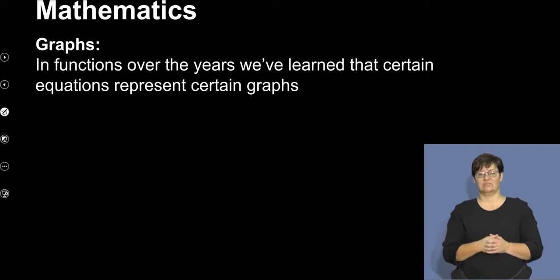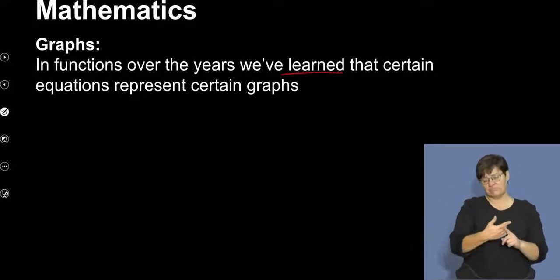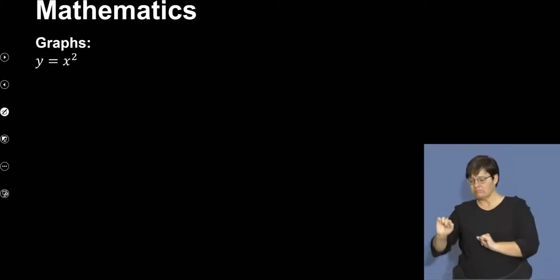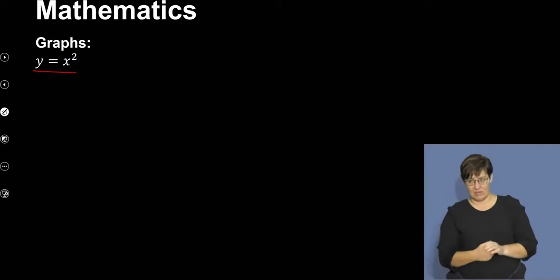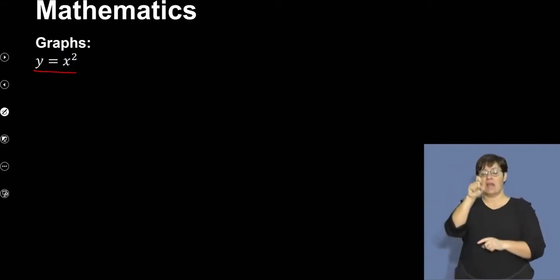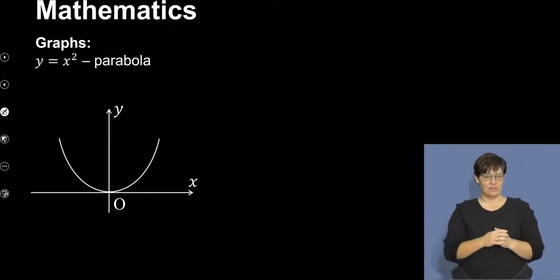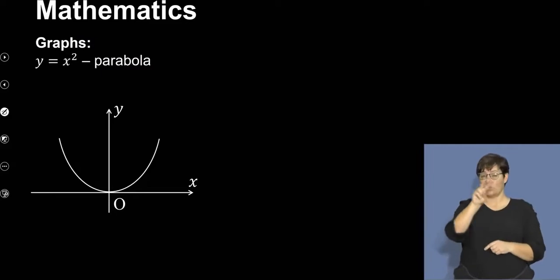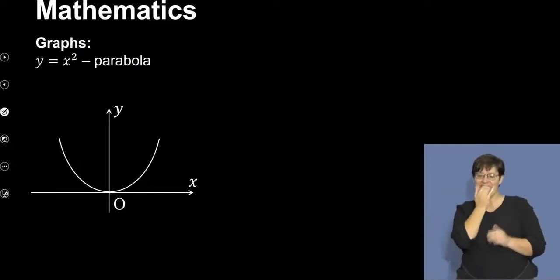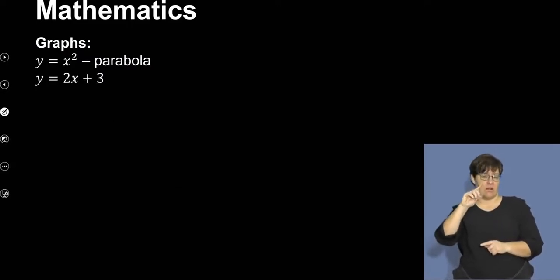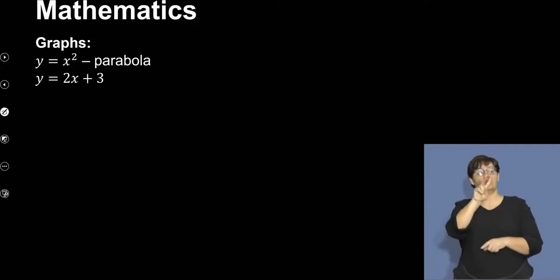In functions over the years, we've learned that certain equations represent certain graphs. So if I put this graph up on the board, y equals x squared, can everyone remember what graph that equation represents? Well, if you remember, y equals x squared represents a parabola. And in this case, it's a happy face, but it could also be a sad face if it was a negative x squared. The next equation, y equals 2x plus 3, we've discussed in these lessons.